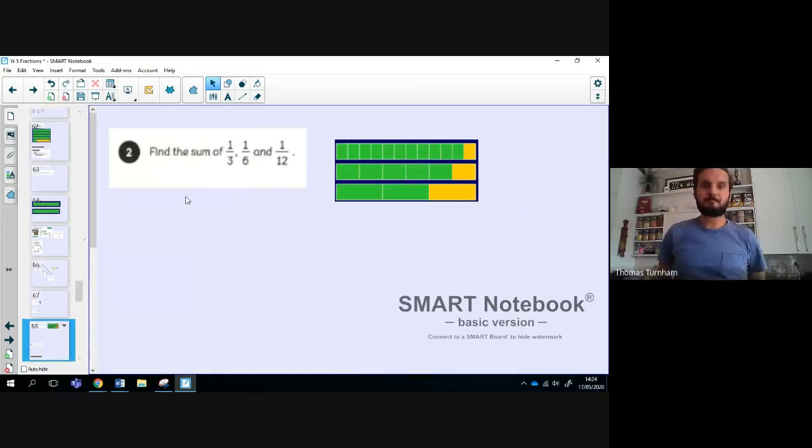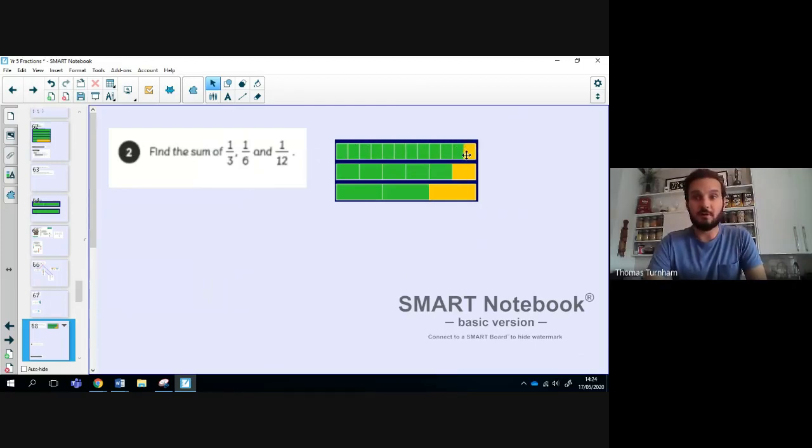Right, back to slightly trickier ones because there's 3 fractions here. Find the sum of 1/3, 1/6, and 1/12. I've drawn them out here just to give you a bit of a visual idea of what we're doing. They're all unit fractions. First of all, what denominator are we going to convert these all into? Hopefully you've seen that the only denominator we could practically use is going to be 12ths.